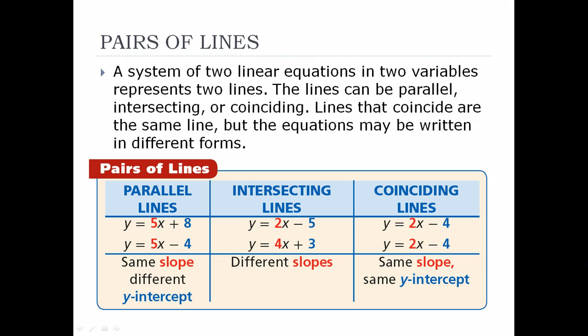Parallel lines have the same slope, but a different y-intercept. So the slope is the same, the y-intercept is different. Otherwise, it would be the same line. Intersecting lines have different slopes. Coinciding lines, they are the same slope, same y-intercept, same line.